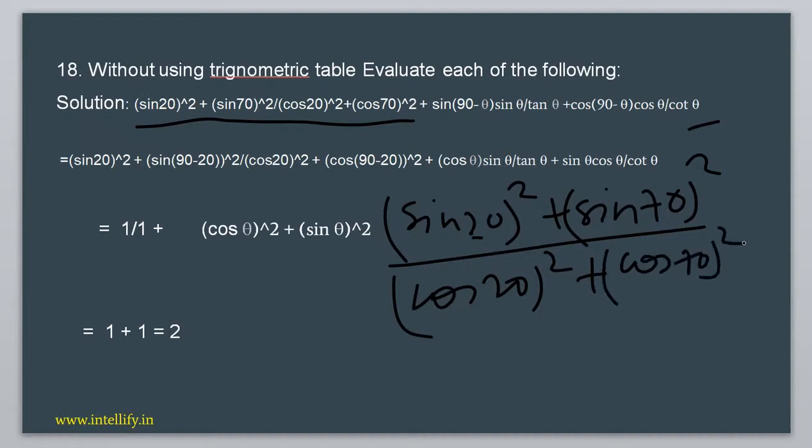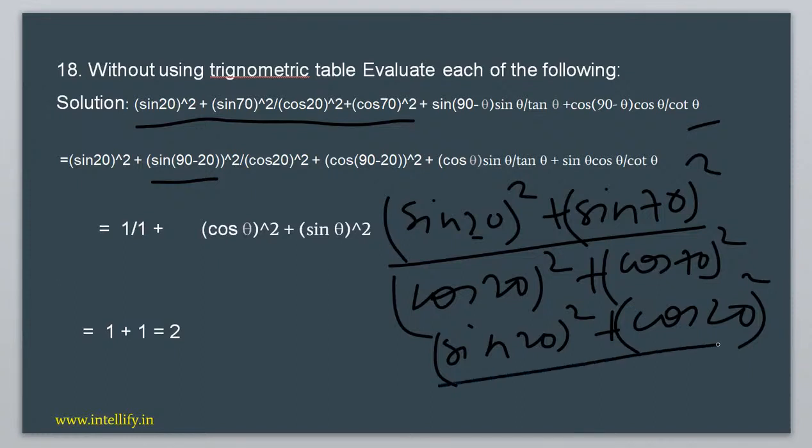Directly I will convert sin 70, which can be written as sin of 90 minus 20, which will be cos 20 whole square. So we can put sin 20 square plus cos 20 square. I have converted sin 70 here; you can see sin 90 minus 20 gives us cos 20. Now keeping cos 20 as it is, and converting cos 70 in terms of sin 20, I have written cos 90 minus 20, which will give us sin 20. So sin 20 whole square.